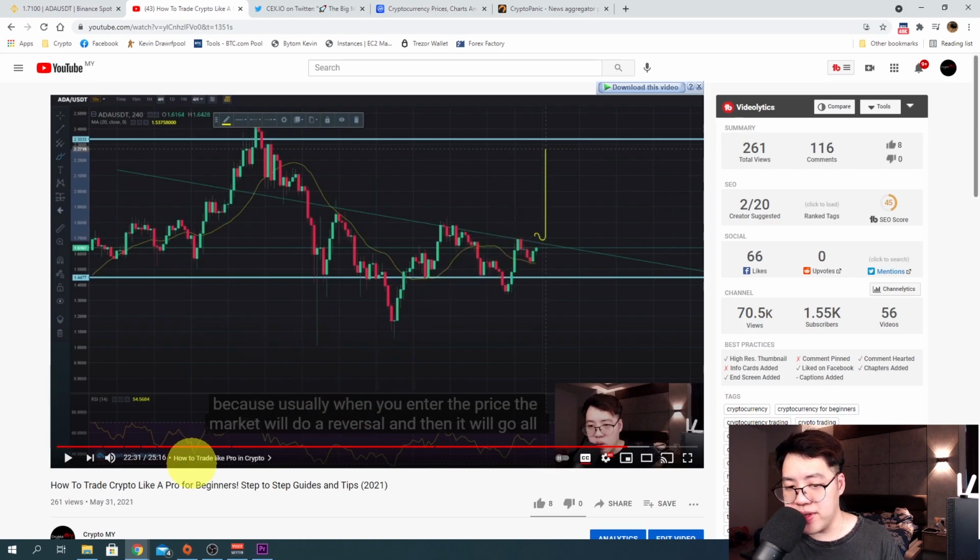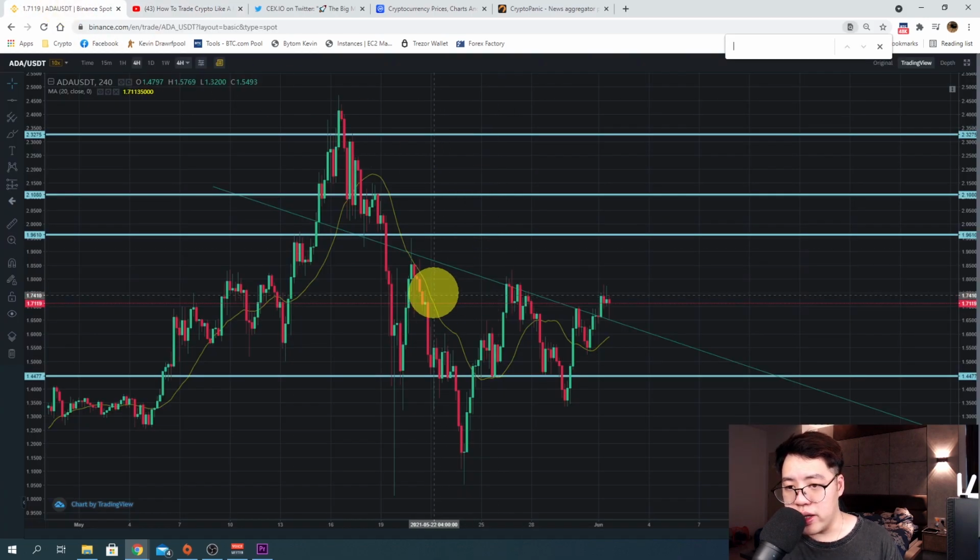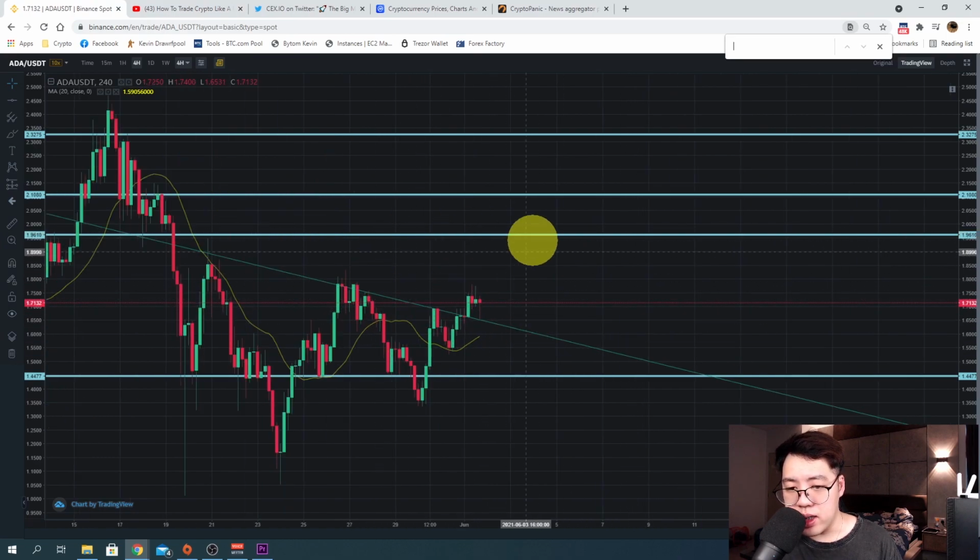I also stated in my previous video that if the candlestick manages to break above this trend line and closes above, then the market will do a reversal first before it goes all the way up. It's quite similar to what's happening right now. Just now in the morning, it already broke above this trend line, and right now the market is doing a reversal before it goes all the way up.